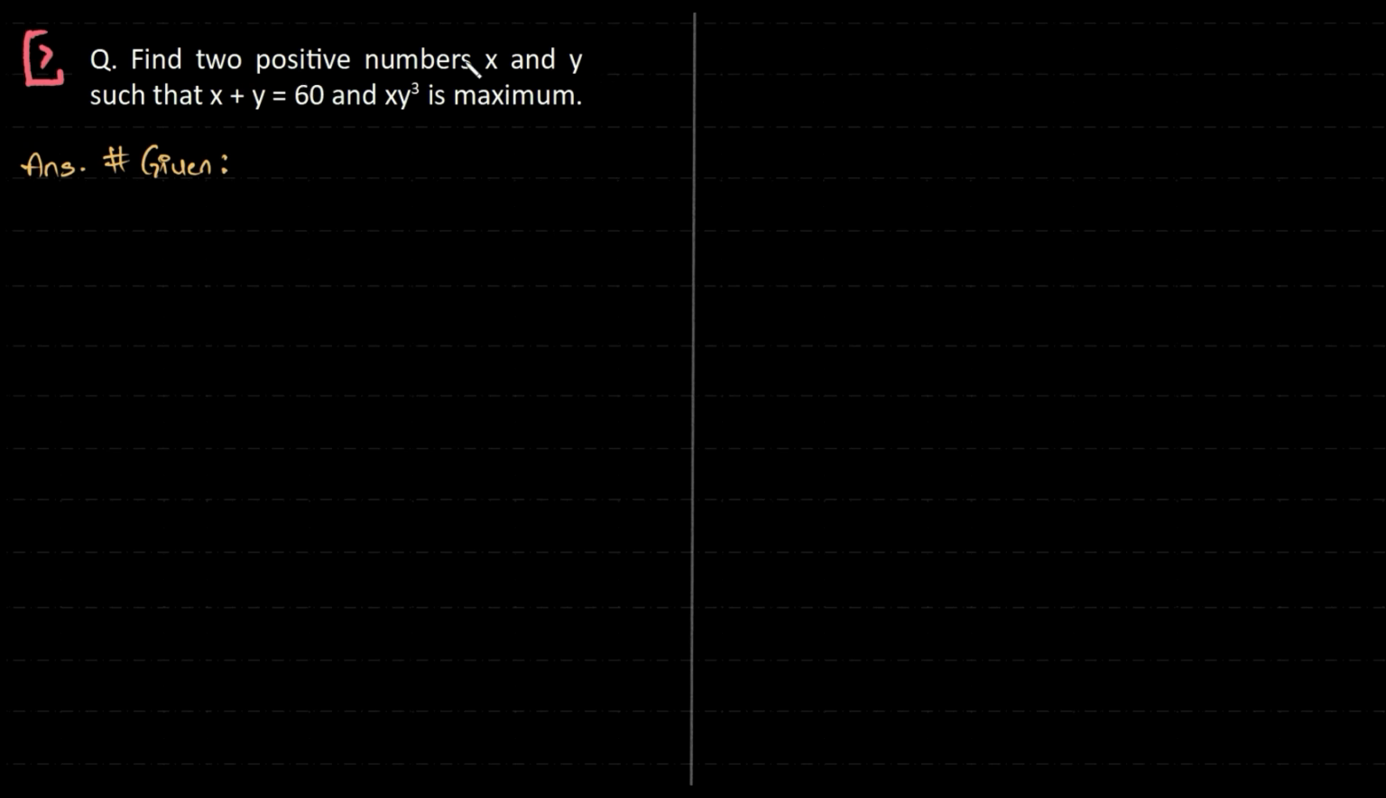Find two positive numbers x and y such that x plus y is equal to 60 and xy cube is maximum. So we have one of a kind question till now compared to whatever we have done. This is a new question, new version.